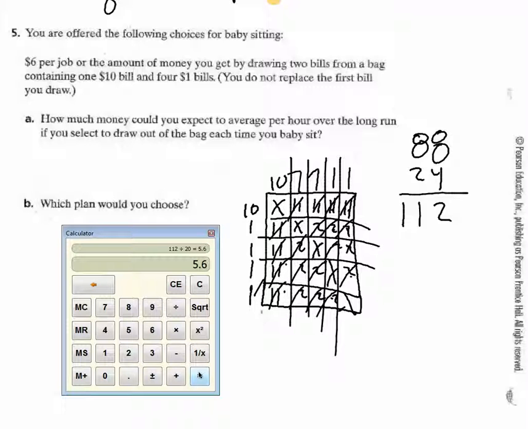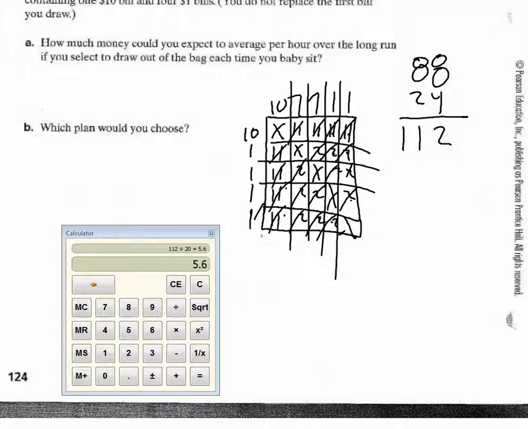Would I choose that? No! I'd rather just take the $6 and be done with it. In the long run, I'd earn a little bit more money that way. That family's trying to shortchange me 40 cents per babysitting session. Cheapskates.